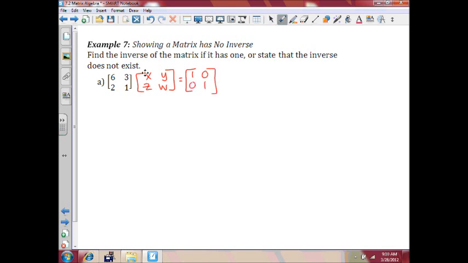So now we're going to come up with some equations. When you multiply these two matrices here, we're going to have 6x plus 3z, and that will equal 1. That's our top left. And then we're going to have 6y plus 3w equals 0. Then we're also going to have 2x plus z equals 0, which will come in very handy in just a moment. Then we'll have 2y plus w equals 1.